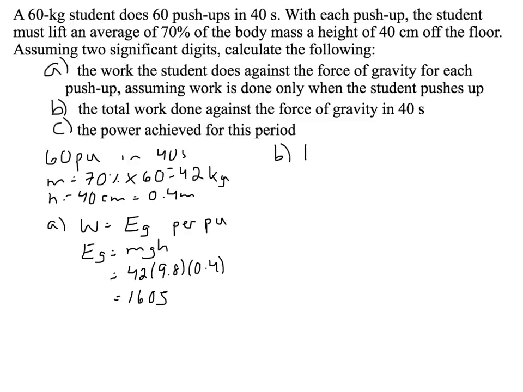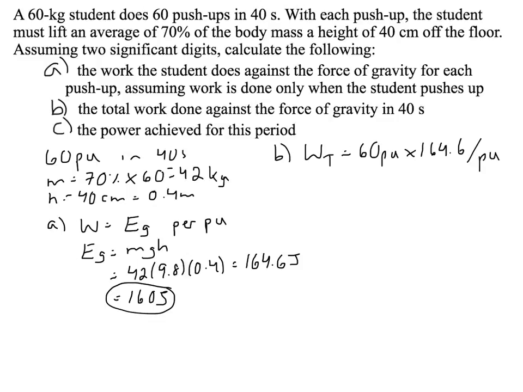B, total work. Work total is going to equal 60 push-ups times, now this was the rounded answer, this 160. The actual answer is 164.6 joules. Okay, so that's what we're going to put in here, 164.6. We don't run into any rounding errors per push-up. And that's going to give us an answer of 9878.4 joules. 2 sig digs, 9,900 joules.